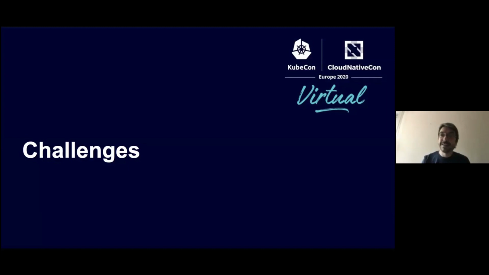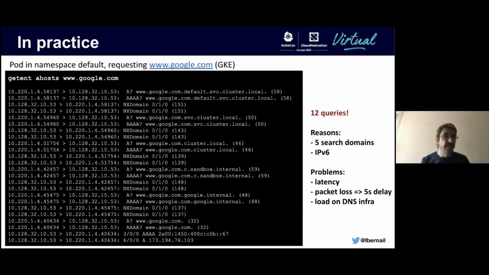Let's see what it looks like in practice by capturing traffic from a DNS query. This example is taken from a GKE instance. In that case, I'm in the default namespace, and I'm looking for www.google.com. And as you can see here, we're not seeing 2 queries, we're actually seeing 12 queries.